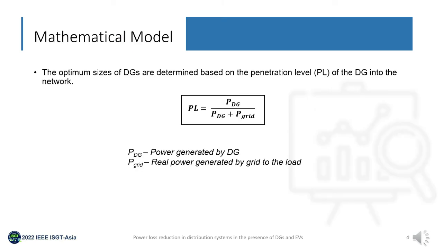The following slide shows the mathematical model we chose to find the optimum sizes of DGs, which are determined based on the penetration level of the DG into the network. Further, the penetration level is defined as power generated by DG divided by power generated by DG along with the real power generated by the grid to the load.